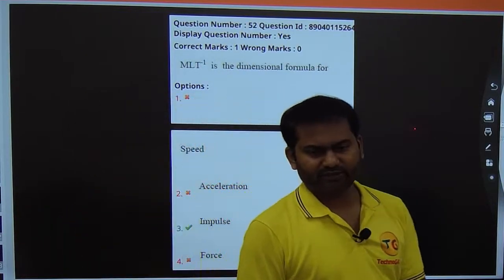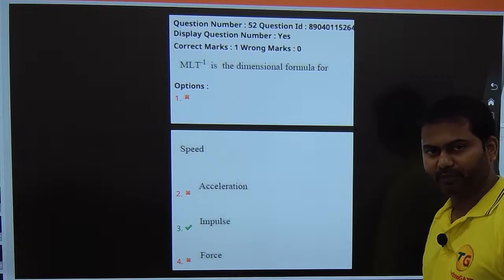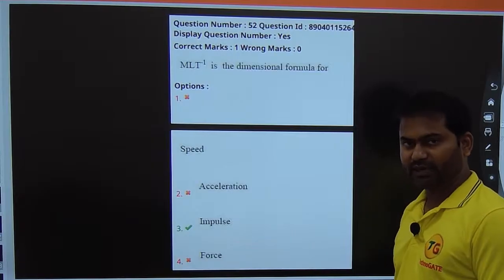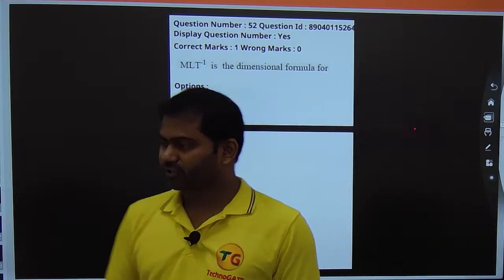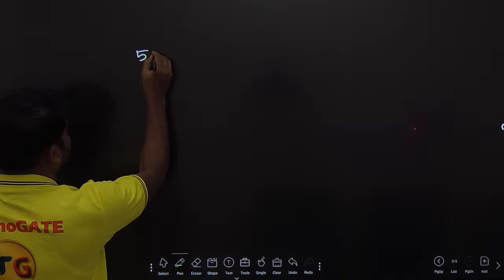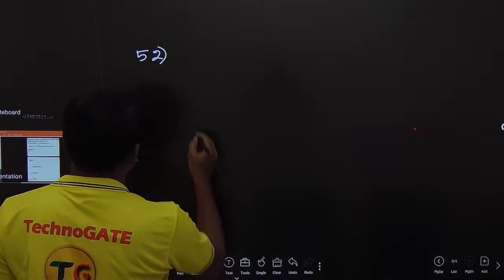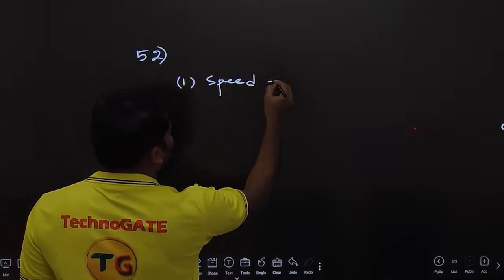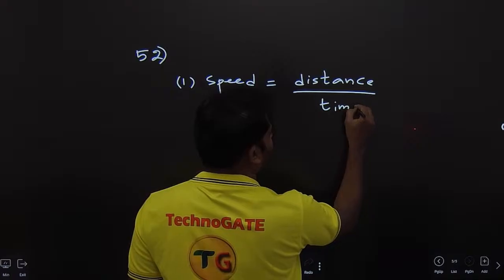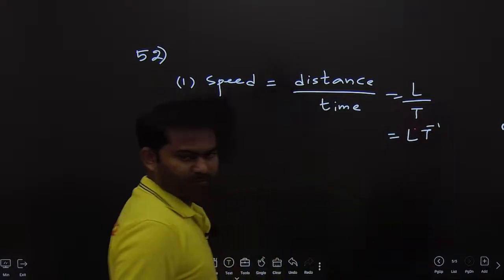So in this question it is given that, I am reading out the question, MLT power minus 1 is the dimensional formula for, it's an easy question. We just need to take speed, acceleration, impulse and force and find out the dimensional formula. So let me do the calculation. Question number 52. So what they are telling here, we need to get for speed, acceleration. So first option, if you take it, speed. So speed is equal to distance by time. Distance dimensional formula is L, time dimensional formula is T, so this will become LT power minus 1.